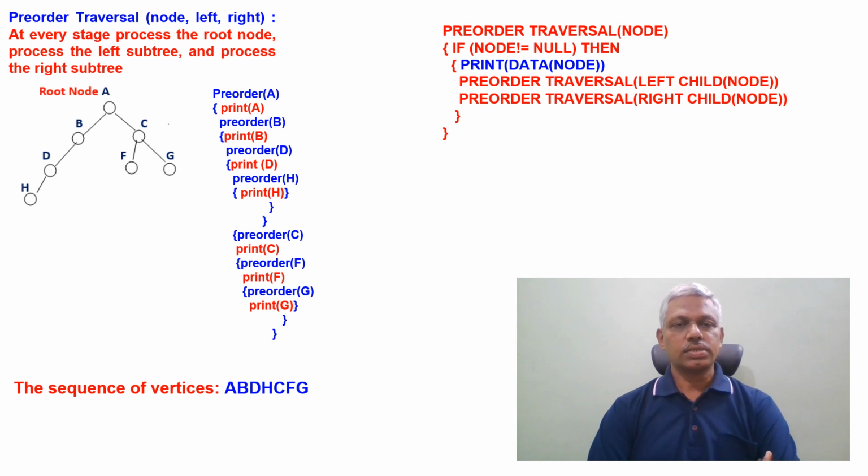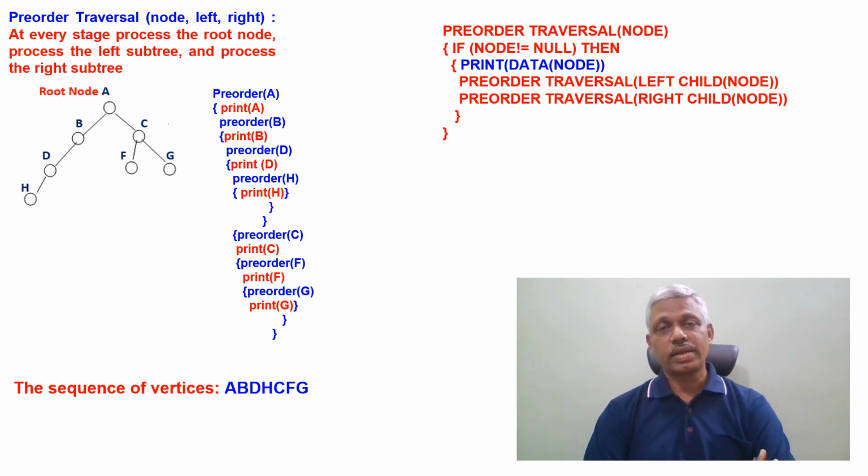If we trace this again, starting at A, perform the pre-order traversal at A. First we print the node, because visiting the node comes first. Print node A, then call the pre-order traversal on B. Again print B, call the pre-order traversal on D. Print D, call the pre-order traversal on H. Print H, again call the pre-order traversal on the left child of H. It is null, so we come out of this, complete. Then go to the right child of H. It is null, so that is complete.